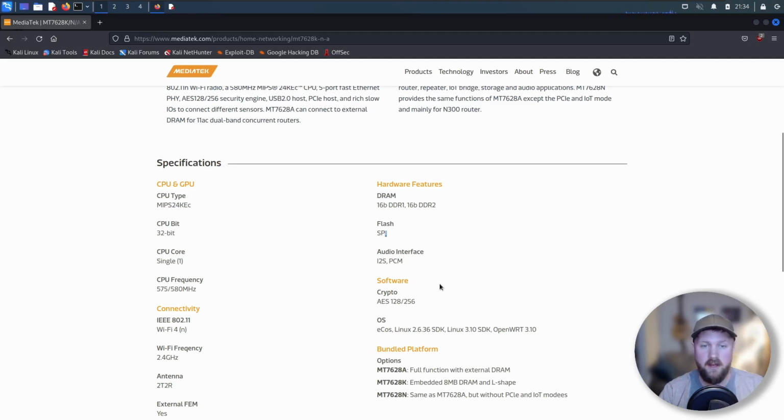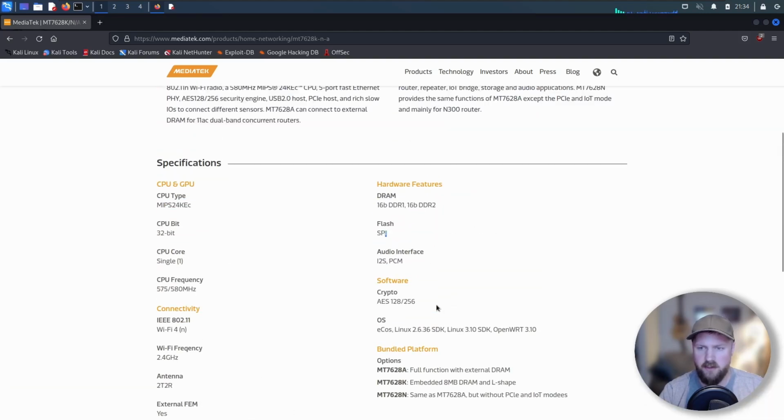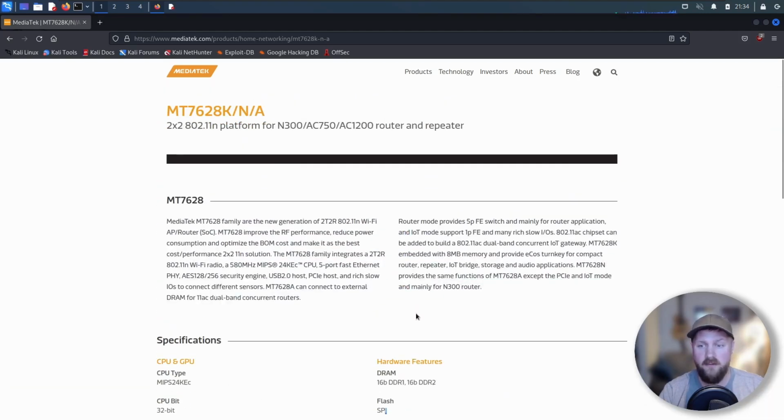So another thing that I'm going to call out here is we actually see the OSs here and we can see it runs this eCos and also this Linux 2.6.36, which has the SDK support, and then also this Linux 3.10. We scroll down here, we actually see there isn't much more information. This isn't actually a full data sheet. So this is quite common on these commercially available components. Generally, you'll have to get in touch with the manufacturer and ask for a data sheet. But if you do a little bit of digging, you can usually find them on the internet.